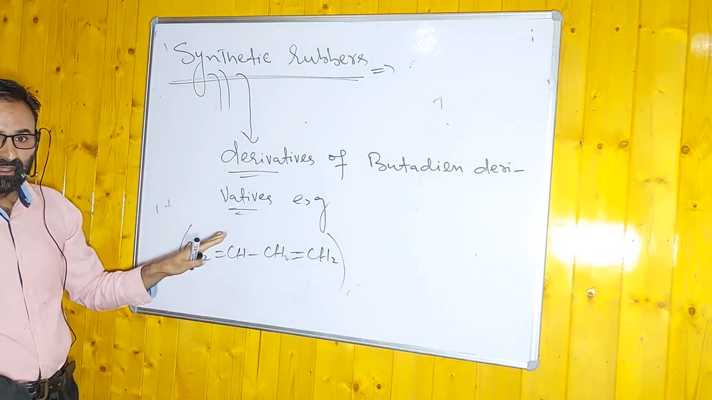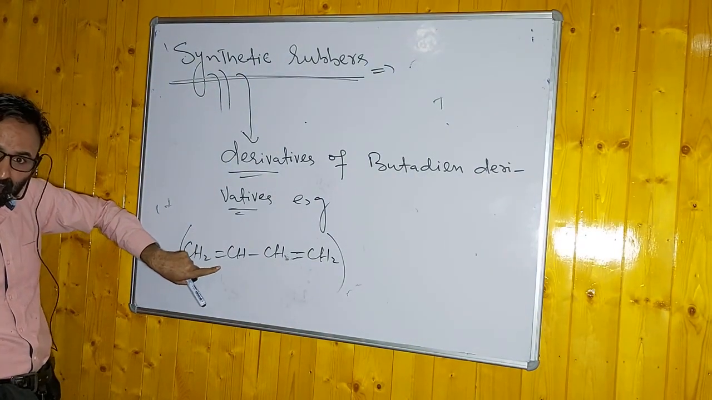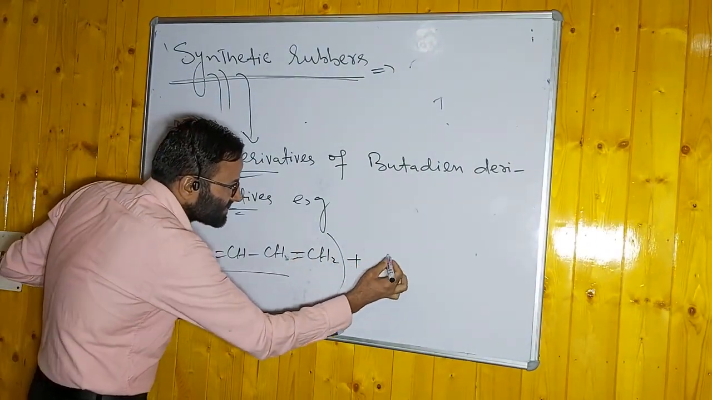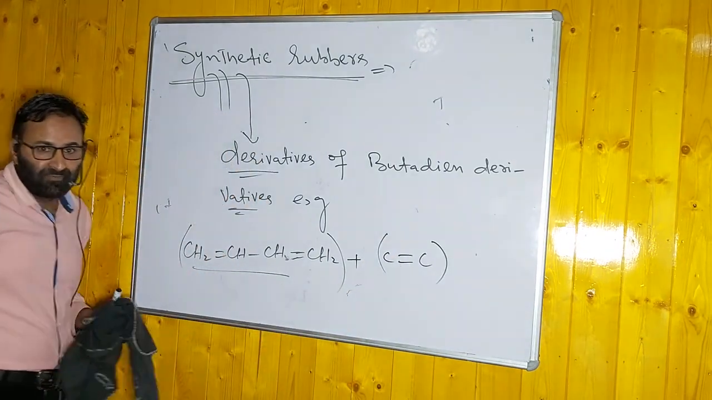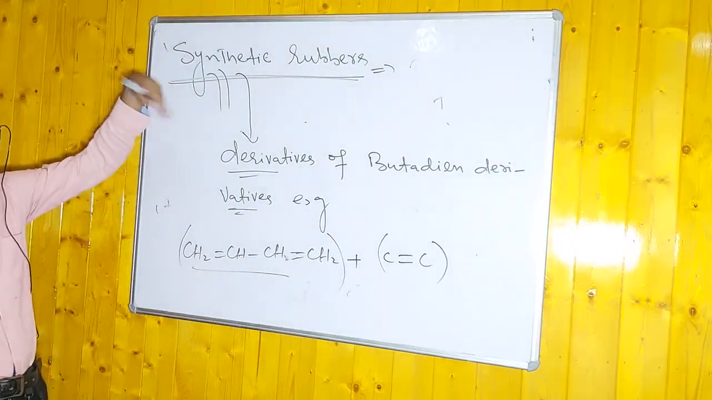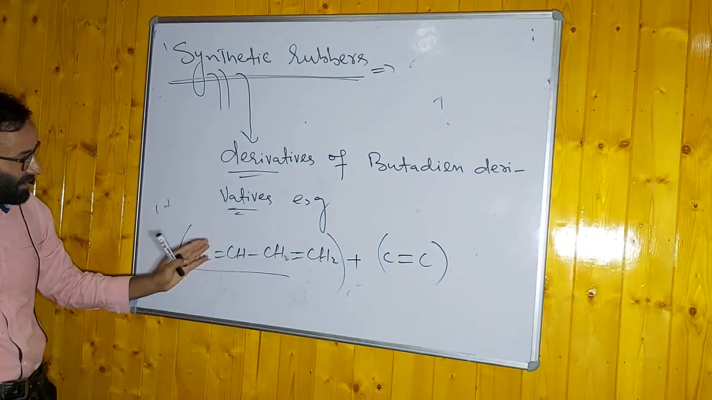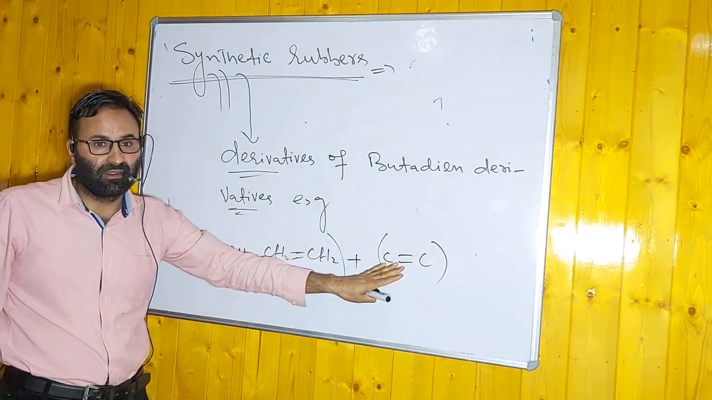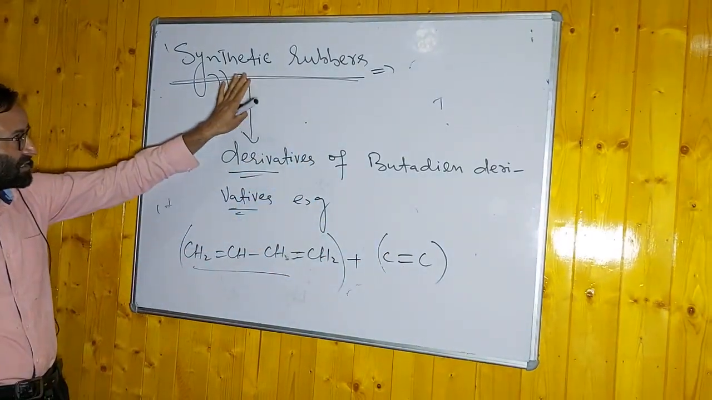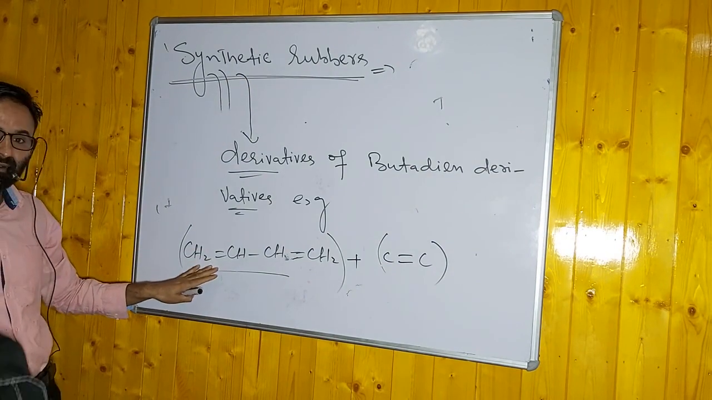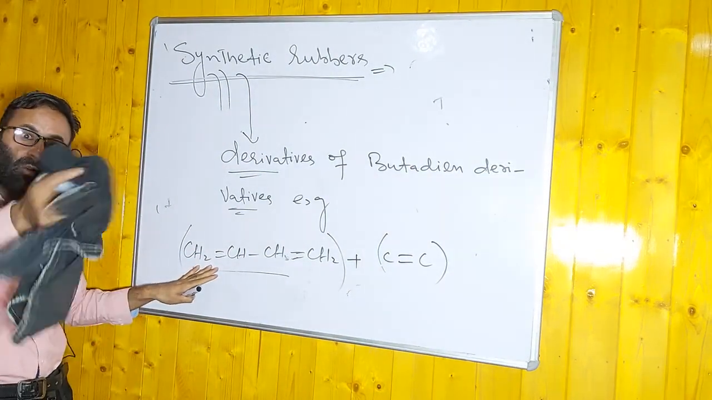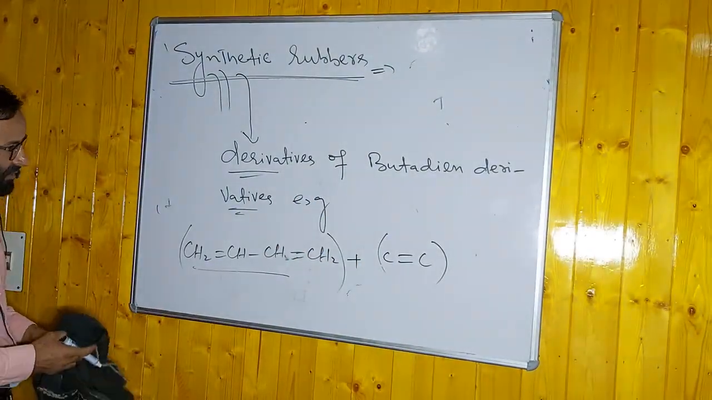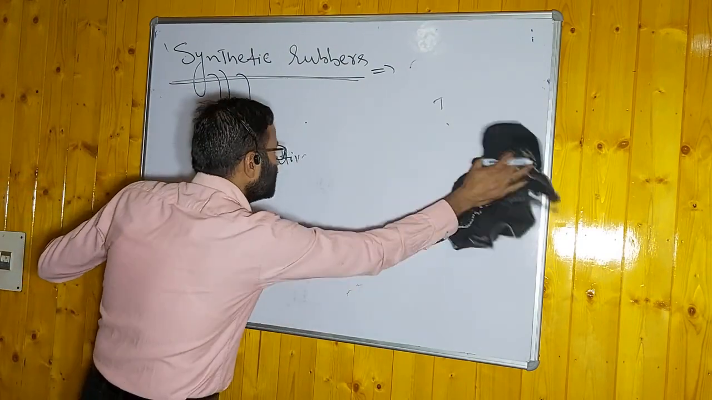This is the point. Synthetic rubbers can be either homopolymers of butadiene or copolymers of this with any unsaturated unit. Either butadiene will undergo homopolymerization, remember this point, or it can undergo copolymerization with another unsaturated unit. It means that synthetic rubbers are either homopolymers of butadiene derivatives or copolymers of butadiene derivatives with another unsaturated unit. You can mention this point also.